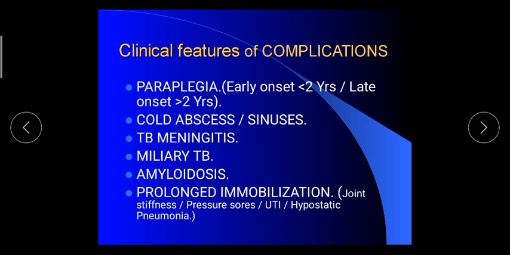Then the patient can have other clinical features because of complications. If the patient has tubercular meningitis, then he will have headache, neck stiffness, vomiting, etc. Amyloidosis can present with hepatomegaly and splenomegaly. With prolonged immobilization, the patient will have stiffness in all the joints and there will be pressure sores. The patient can have urinary tract infection and hypostatic pneumonia.